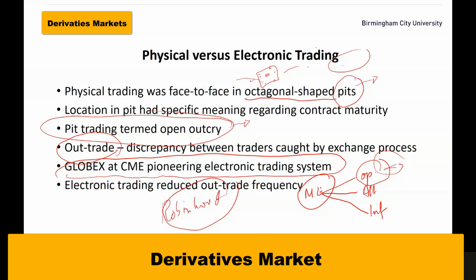So electronic trading has reduced the out trade frequency, because most of the trades are executed perfectly fine unless there are any glitches in the trading software or IT or internet, etc.